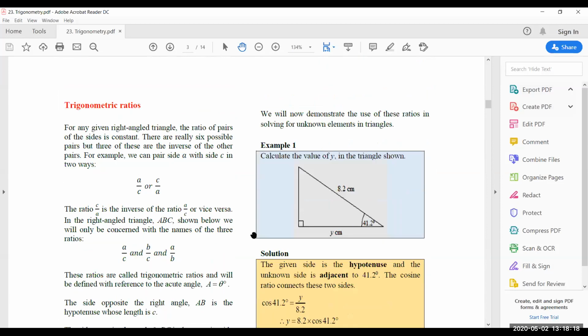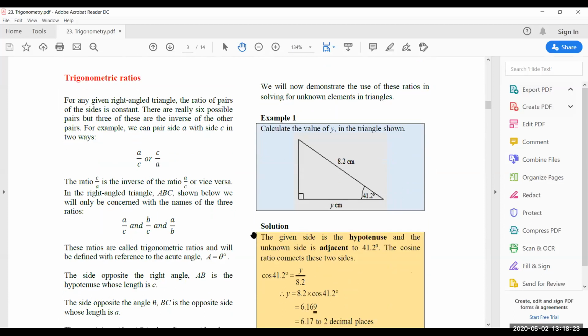What is most important is the trigonometric ratios. So let's do this. For any given right angle triangle, the ratio of pairs of the sides is constant. There are really 6 possible pairs, but 3 of these are the inverse of the other pairs. For example, we can pair side A with side C in 2 ways. We can have C over A, or we can have A over C. The ratio C over A is the inverse of the ratio A over C, and vice versa.